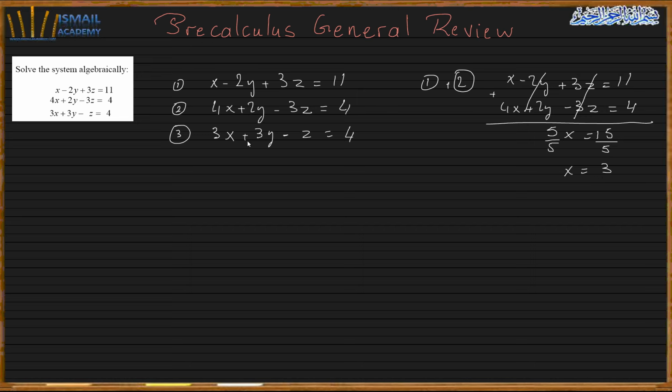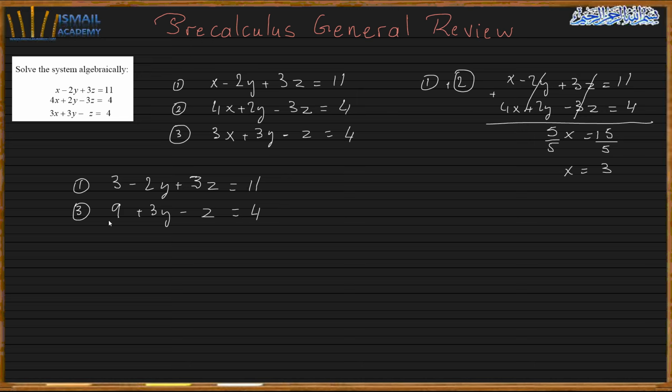Now what do I do? I substitute 3 into one of the equations. Let me choose an easy one. I will choose equation 1 and equation 3. So I put 3 here: 3 minus 2y plus 3z equals 11. This is equation 1. You can choose 2 and 3 if you want, but don't choose 1 and 2 again because you will not get the y and z. For equation 3, 3 times 3 is 9 plus 3y minus z. I choose the first one and the third one because z has coefficient 1. If I multiply this one by 3, I will eliminate the z, then I will get my y right away. So this is the idea behind it. Always look at what you will do before you start doing it. Think before you start doing the problem.